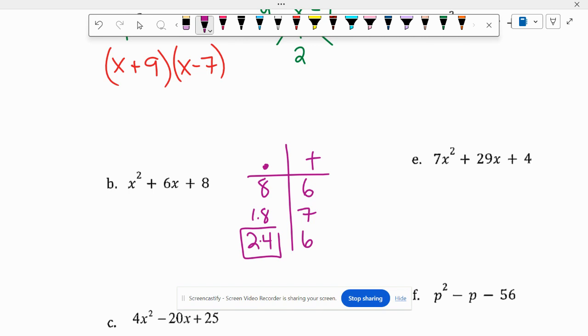2 times 4. Andres, open your eyes. So that gives me X plus 4 times X plus 2.